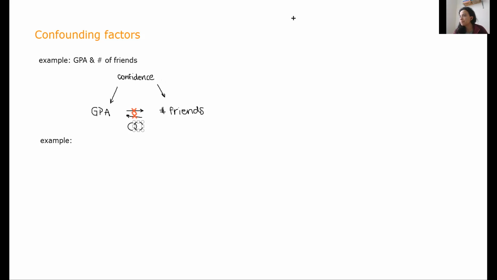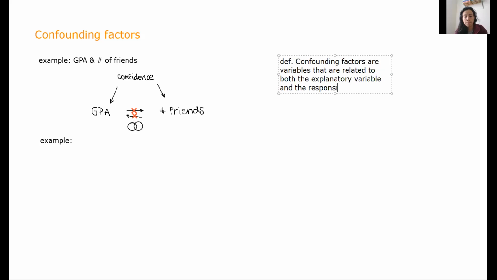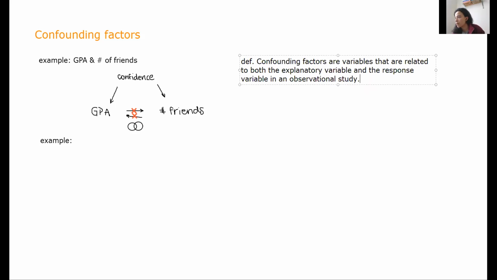Okay, so I'm just going to define. So the definition of a confounding factor is: confounding factors are variables that are related to both the explanatory variable and the response variable in an observational study. Okay, so confounding factors are variables that are related to both the explanatory variable and the response variable in an observational study. This is confounding factors.